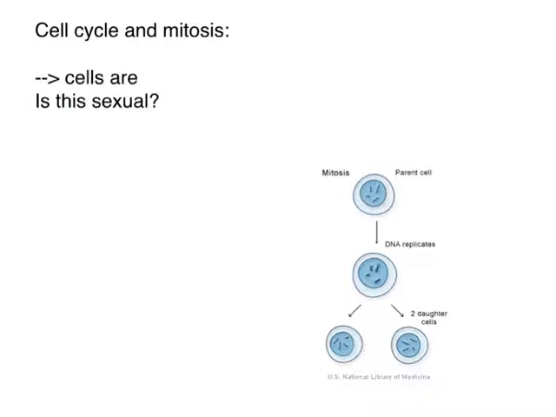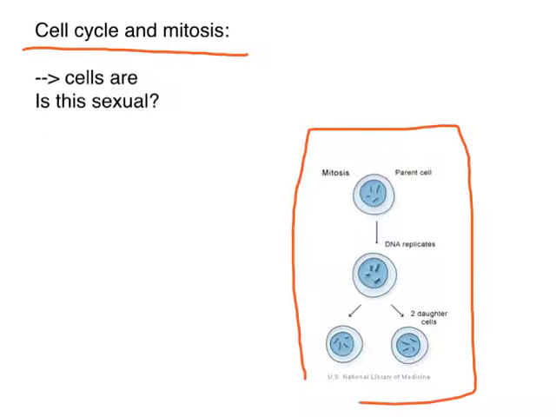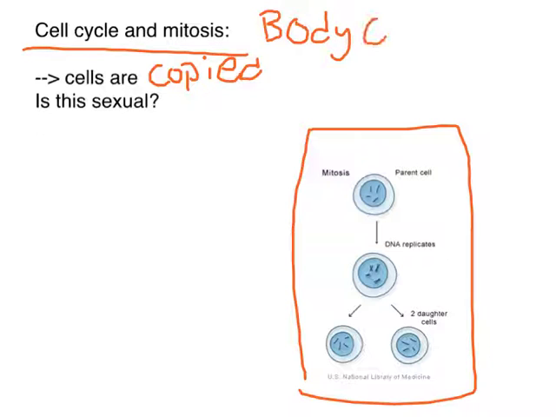All right, let's take a look at some scenarios together. We're going to start with the cell cycle and mitosis, and you're well familiar with that. This is just a quick summary of what happens in the cell cycle and mitosis. You start with one parent cell, the DNA replicates, and it divides into two cells. So in this case, cells are copied or cloned. You can consider it to be either. This is making body cells.